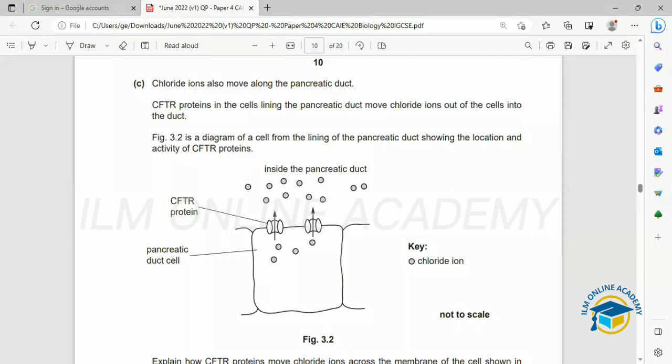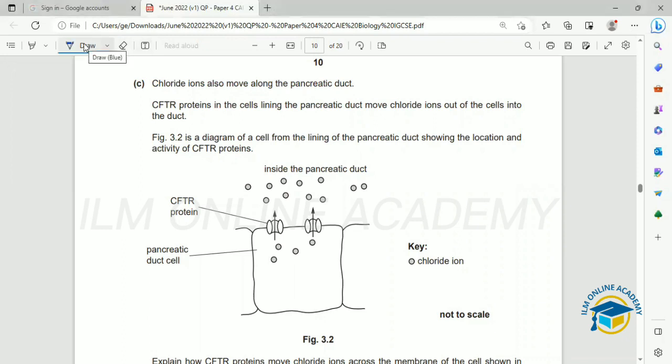The question says, chloride ions also move along the pancreatic duct, and CFTR proteins in the cells lining the pancreatic duct move chloride ions out of the cells into the duct. And this is the diagram of a cell from the lining of the pancreatic duct, showing the location and activity of CFTR proteins. Now, in this diagram, you can see the CFTR protein.